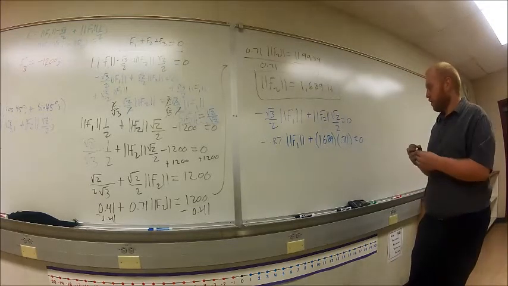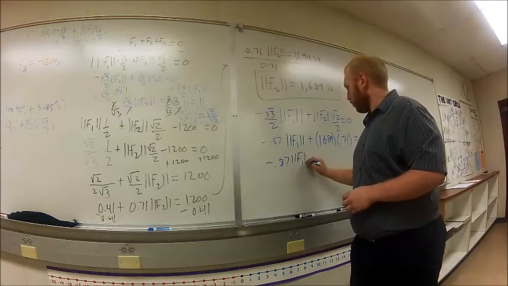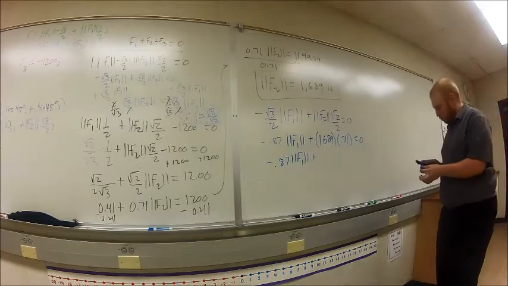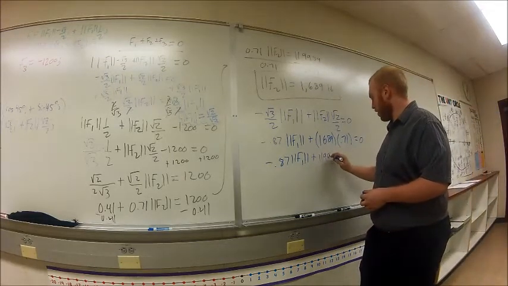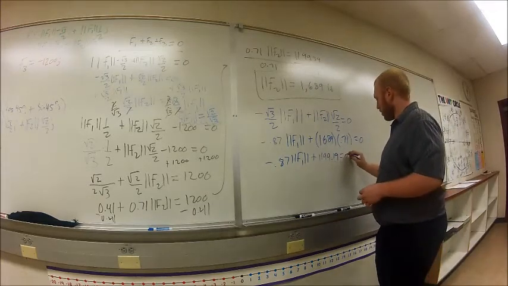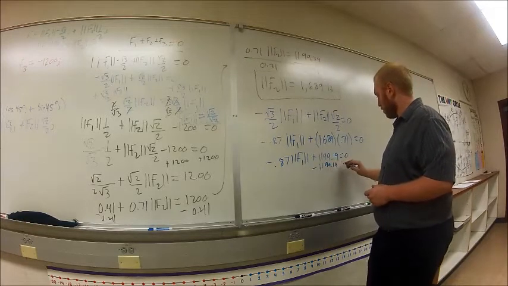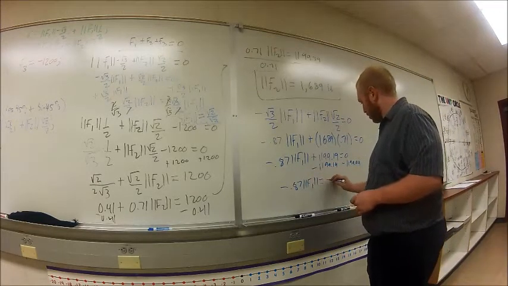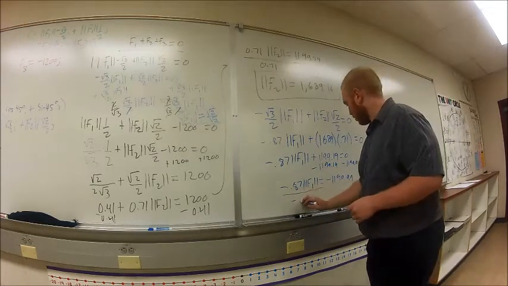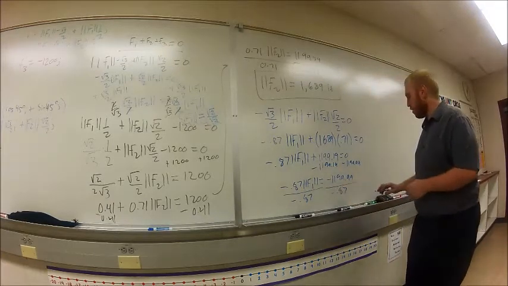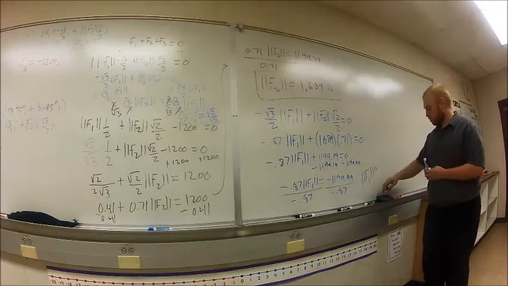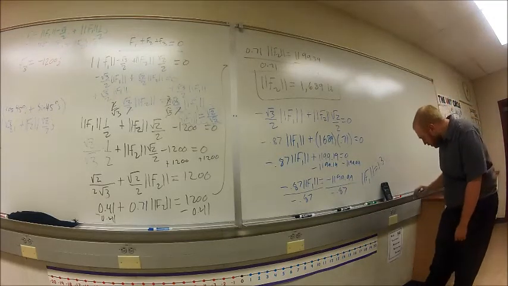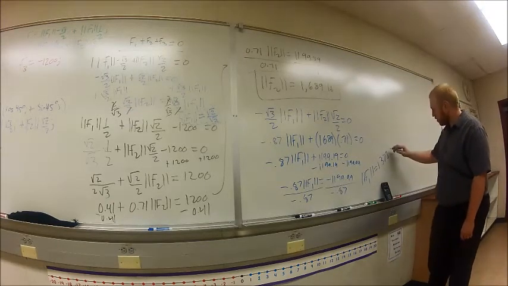Let's start solving this. So negative 0.87 times the magnitude of force 1 plus, let's see what that comes out to, 1,199 equals 0. We can subtract this guy over, and then we're going to divide by him in a second. And we're going to get the magnitude of force 1 is equal to 1,378.4.